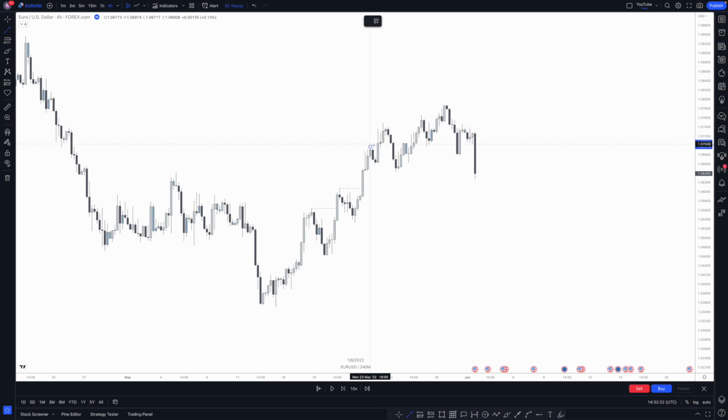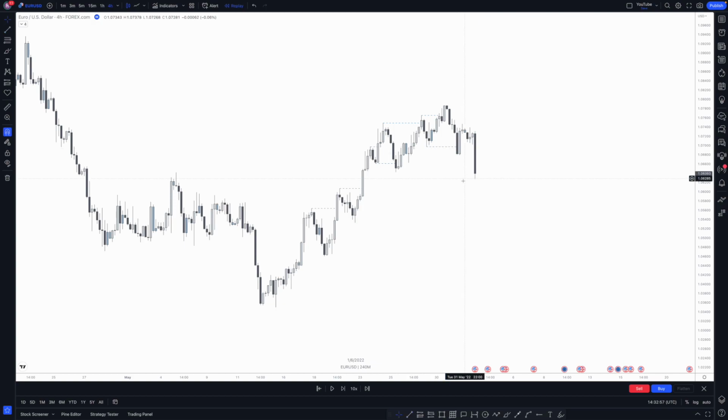we've got a small break right here, we've got a break to the downside right here, and this is what I've just been speaking about a moment ago. So we've broke to the upside, come back down, swept liquidity from below this low, and then we've continued bullish. So then we've got another break to the upside, another break to the upside, and then we've got a break to the downside.